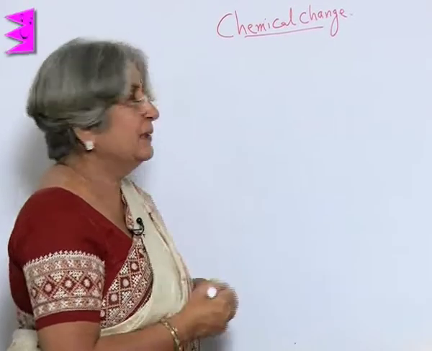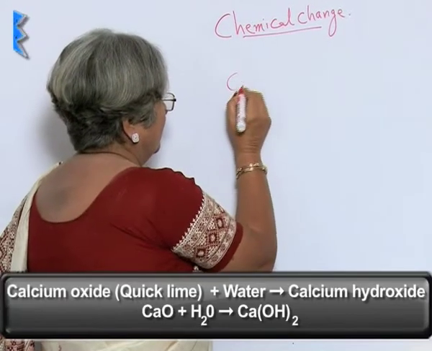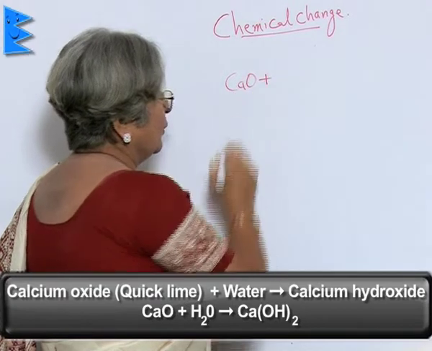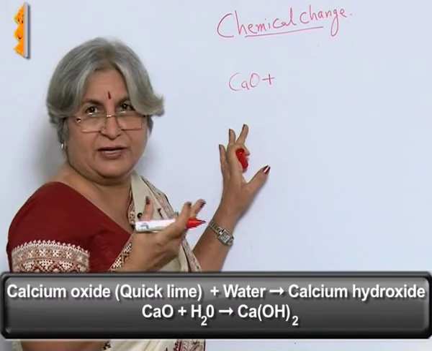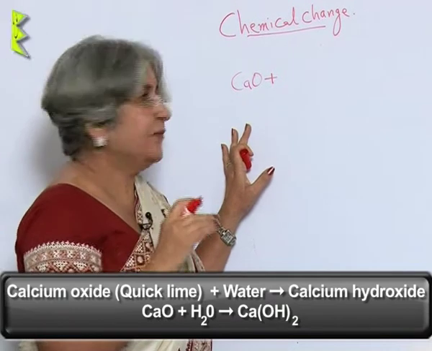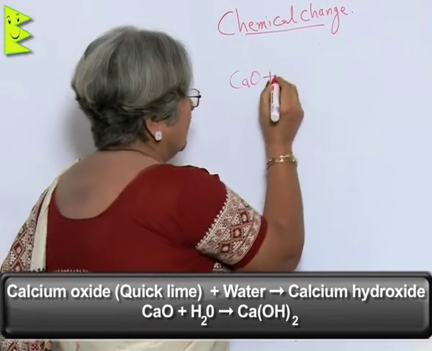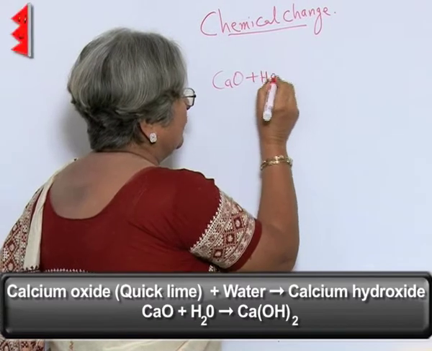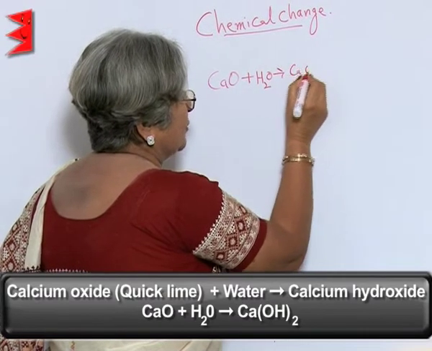For example, if you put water in quicklime, of course, a lot of heat will be released. That is what we do before whitewashing. So, calcium oxide, when it combines with water, forms calcium hydroxide.